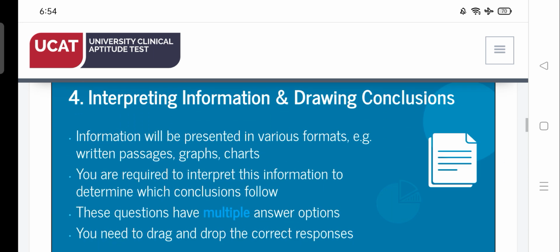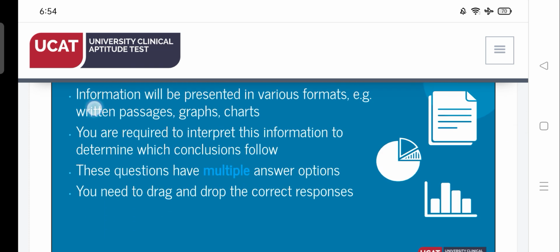Next we have the fourth type, which is interpreting information and drawing conclusions. Information will be presented in various formats. Example, written passages, graphs, charts. You are required to interpret this information to determine which conclusions follow. These questions have multiple answer options. You need to drag and drop the correct responses.